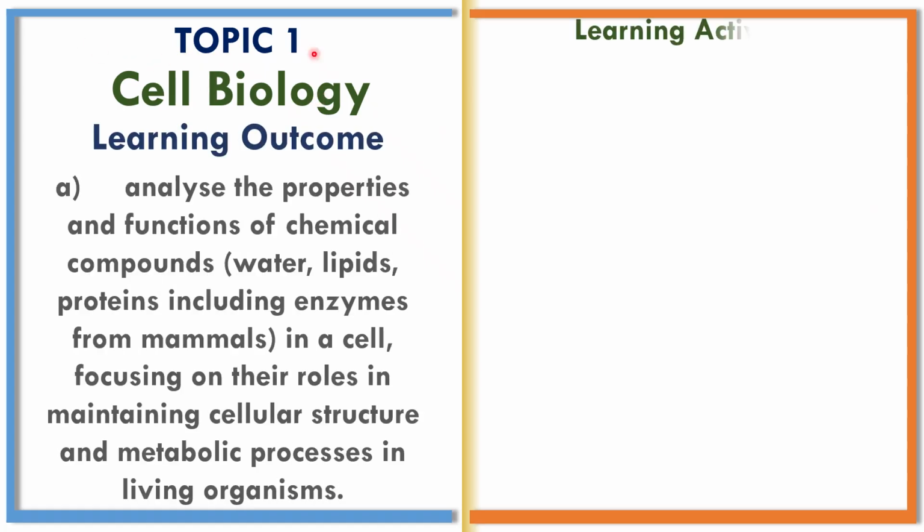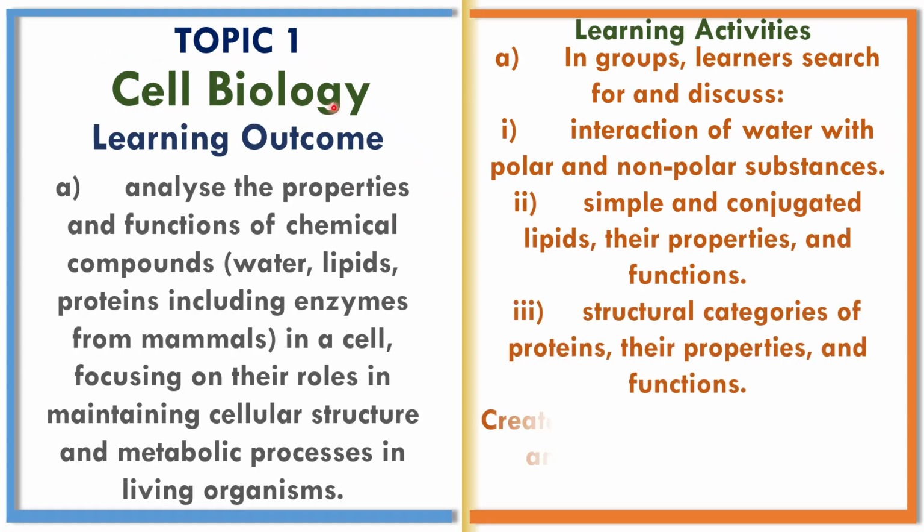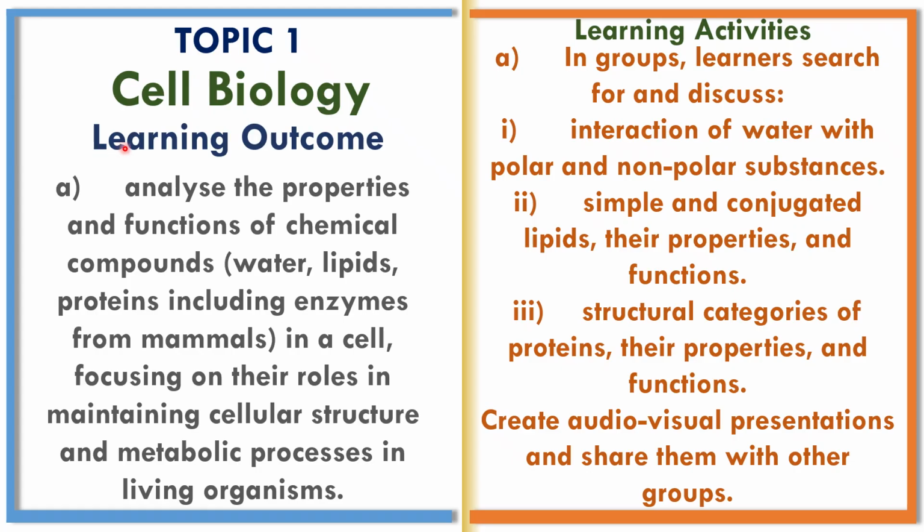Thank you for participating in Topic 1 Cell Biology. We have been looking at learning outcome A: analyze the properties and the functions of chemical compounds, water, lipids, proteins, including enzymes from mammals, in a cell, focusing on their roles in maintaining cellular structure and metabolic processes in living organisms.